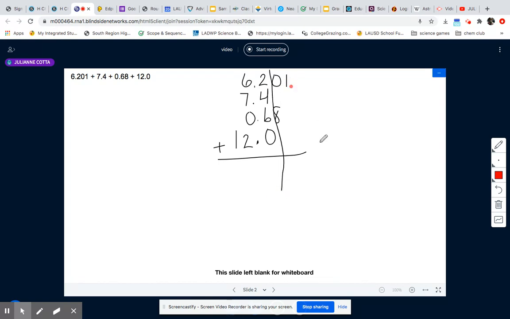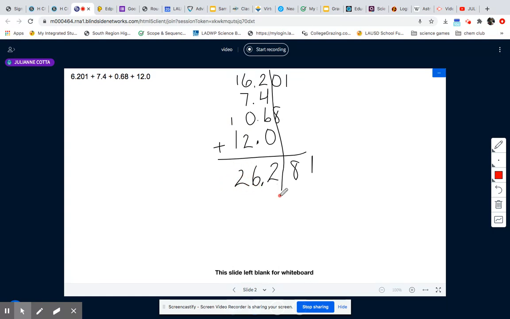So we start adding up. We've got 1 here plus nothing. 0 plus 8 gives me 8. 2 plus 4 plus 6 is 12. Carry the 1. I've got 13, 14, 16. Put the decimal place, carry the 1, and 2. 1 plus 1 is 2.